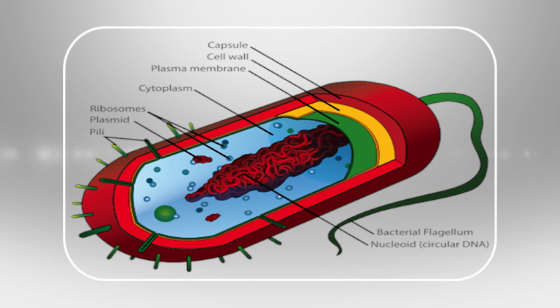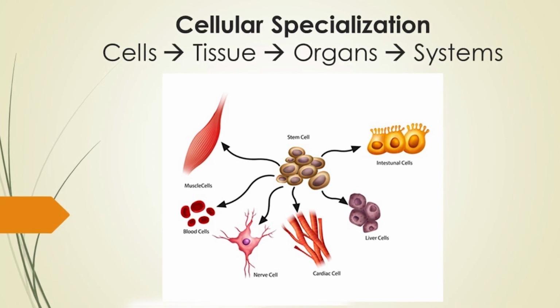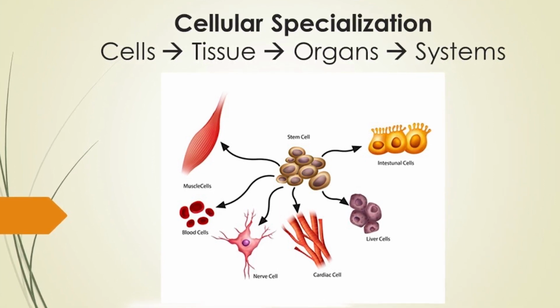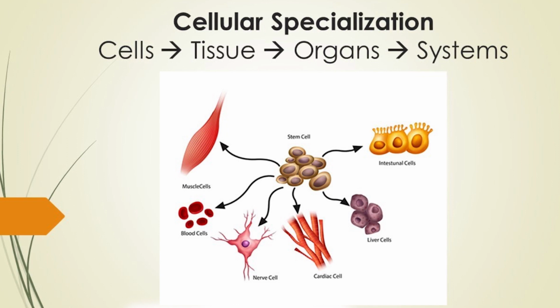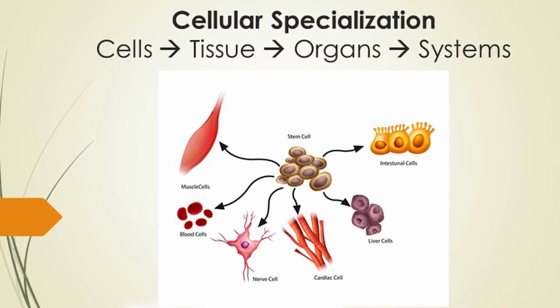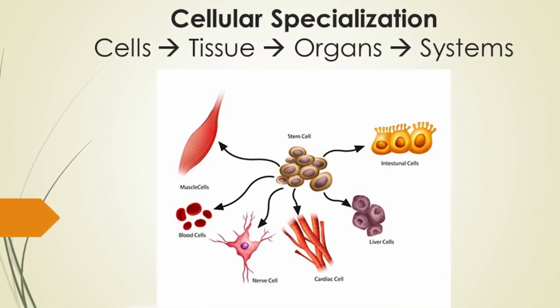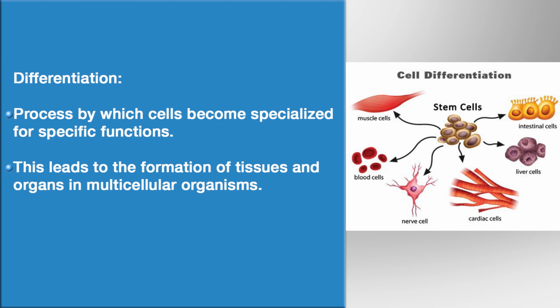Now, cellular specialization, this is a terminology for a specific purpose which is performed by a cell. We can understand this by differentiation. Differentiation is a process by which cells become specialized for a specific function. This leads to the formation of tissues and organs in multicellular organisms.